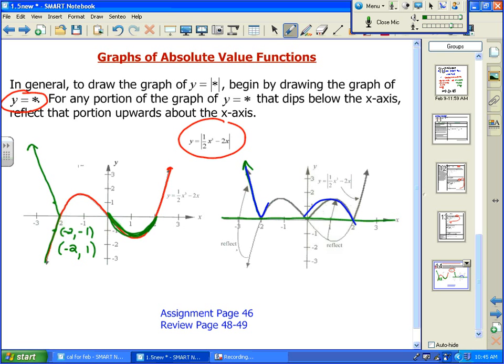Leaving us with only graphs that are above the x-axis. If you think of it, when a function is negative, it's below the x-axis, here and in this region here. We can't have that for absolute value graphs of functions. So we just take the portions that are below, reflect them on the x-axis, and then continue with the regions that were already above the x-axis.